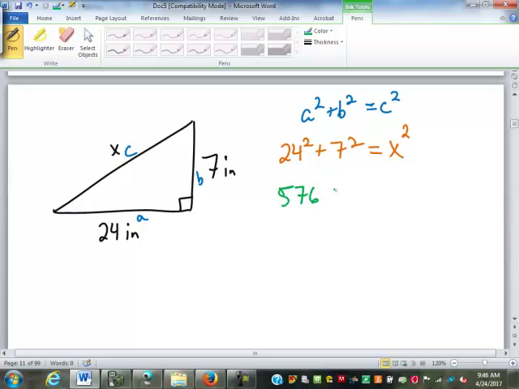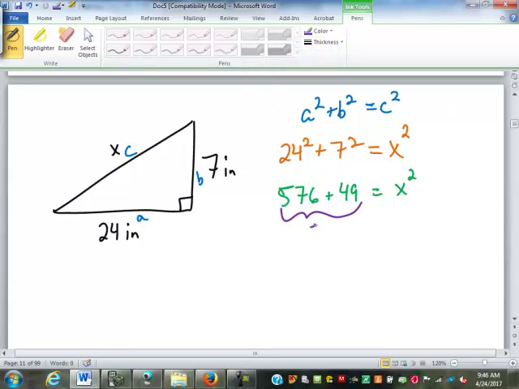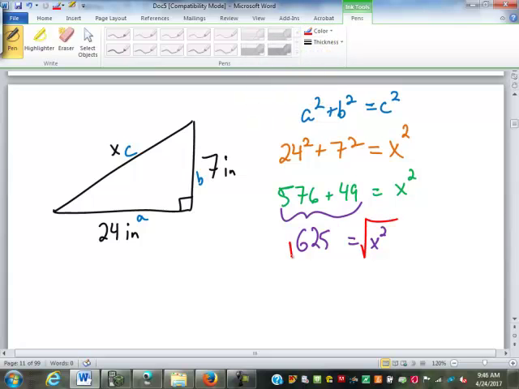24 squared is 576. 7 squared is 49. I add 576 and 49, I get 625. There we go. Helps if I write it in the right order. And then I have to square root. I get 25 equals X. So X is 25 inches. Any questions on that?